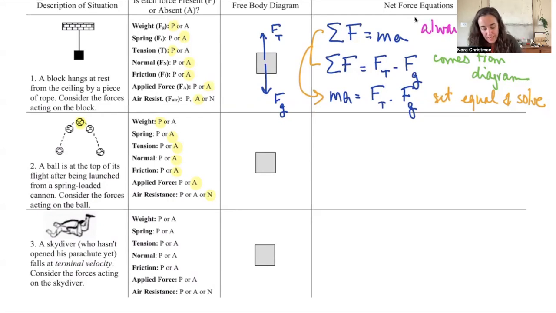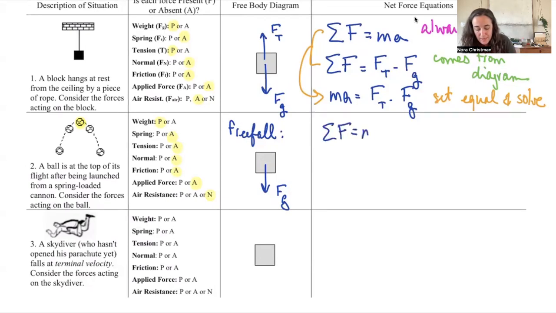So the only force acting for any object in free fall is the gravitational force. So again, this is the free body diagram for any object in free fall, no matter what the situation. So when we set up our net force equations, first one's always F equals ma. Second one here is Fg.